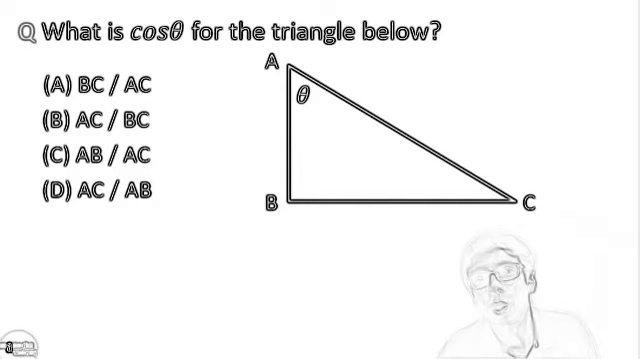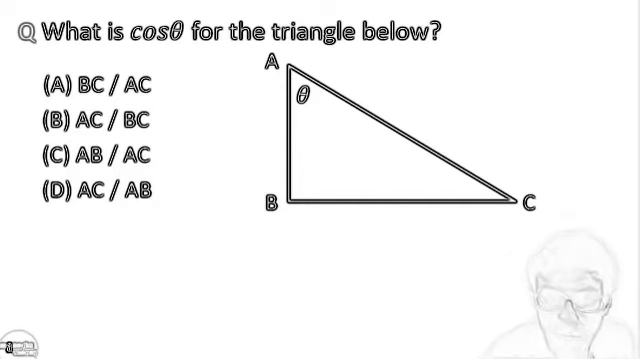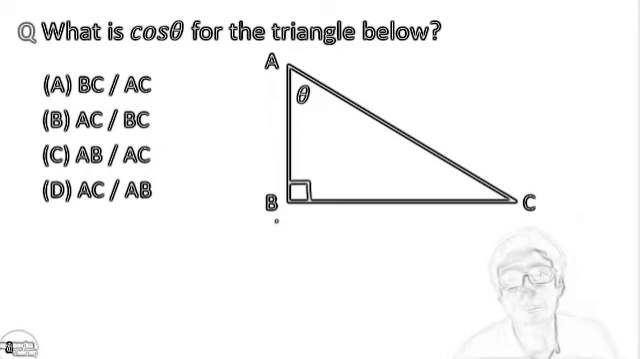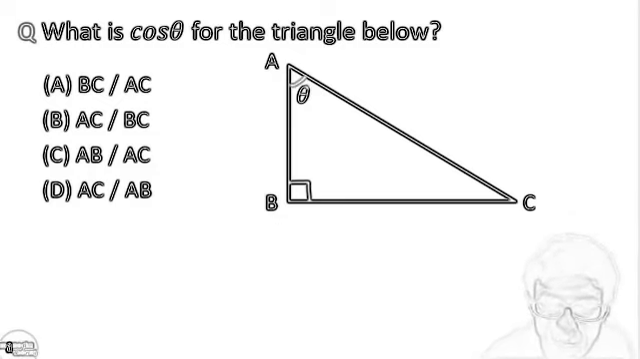So now I have this question for you guys. What is cos theta for the triangle below? And this is again a right angle triangle which is right angled at B. So guys, which option do you think it is? I have 4 options here, A, B, C and D for you. So guys, what do you think is the right answer here? So what is cos theta where the angle theta is here? So this is our angle theta, right? Can you see that? Okay, so this is the angle theta here. What is cos theta for the triangle below?